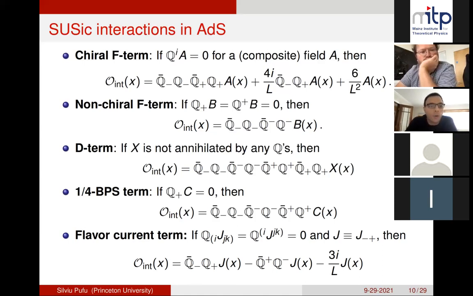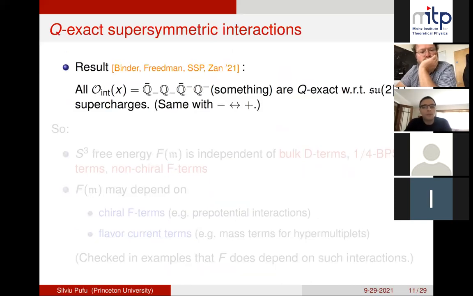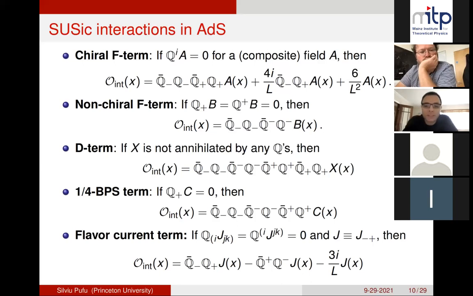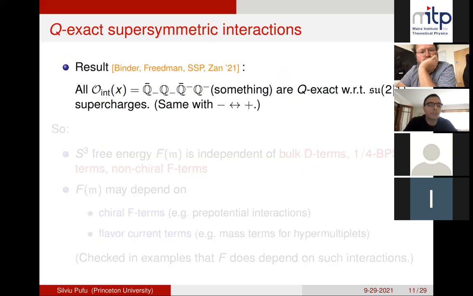Okay, so these are the types of interactions that I'm going to talk about. As I said, it's just an exercise. Figuring out which of them are Q-exact is just an exercise in the supersymmetry algebra. So let me just tell you the result. I'm going to spare you the details. It's not an easy exercise in supersymmetry algebra. It's a complicated exercise in supersymmetry algebra.